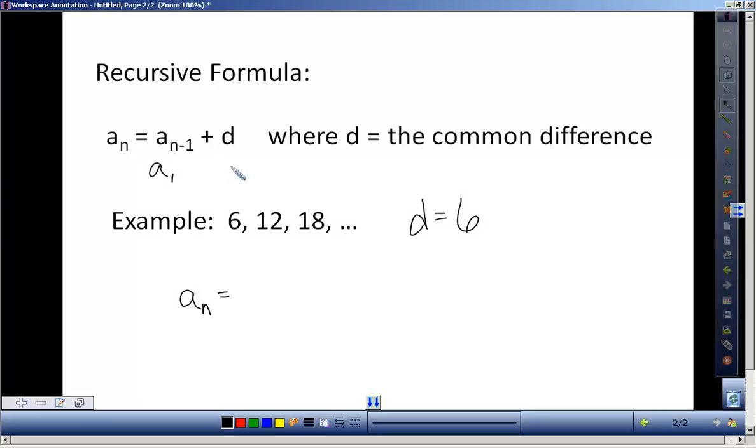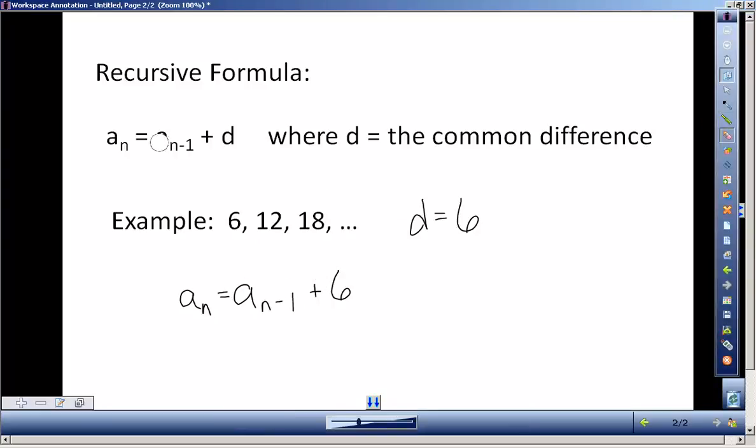Okay? It's going to be the next term is equal to the previous term plus d. But we need some term to plug in there. All right? So any previous term, n minus 1, plus 6. But if we were going to continue this pattern on, this is the formula, and it'll always be the previous term plus 6. It'll always be a n minus 1.